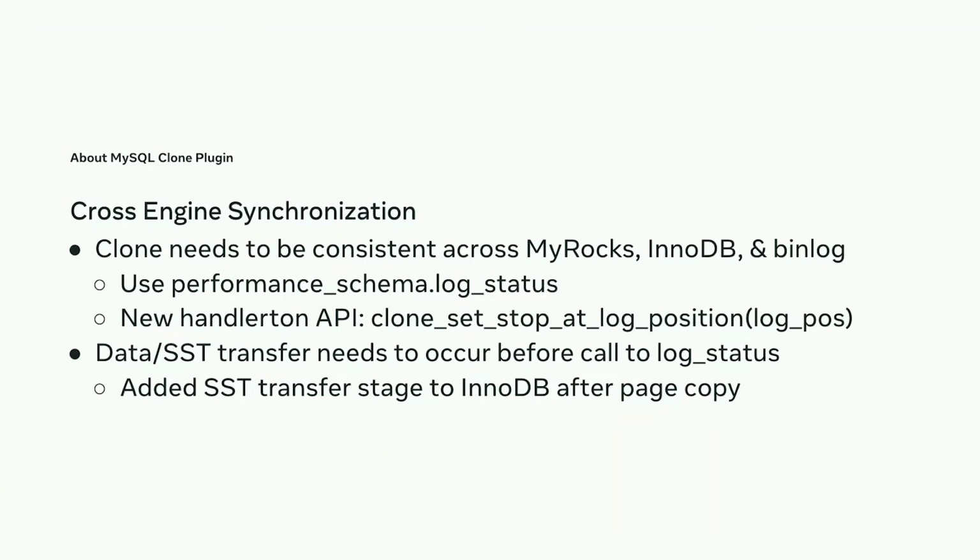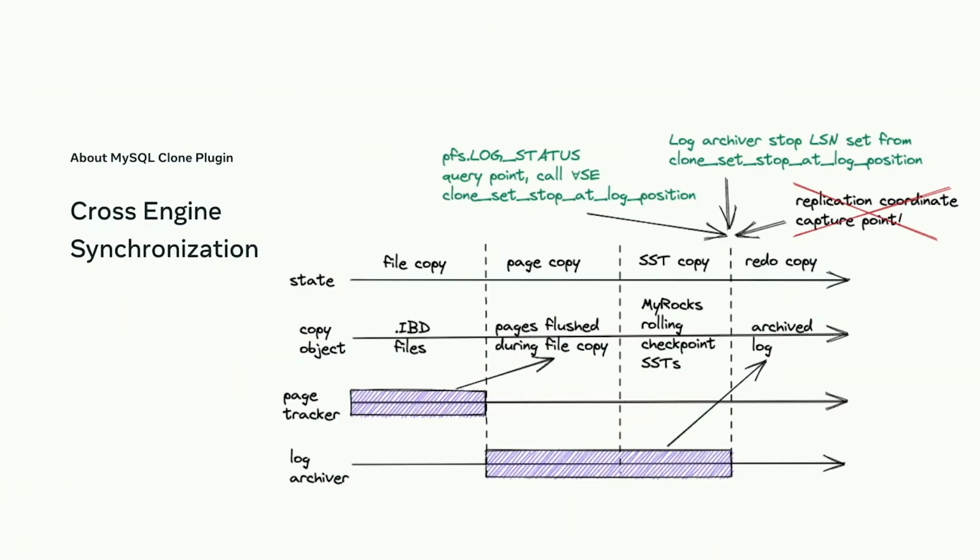So let's see some visual representation of these changes. Now effectively we have four stages. The file copy and the page copy are for InnoDB, the SST copy is for MyRocks, and the redo copy is also for InnoDB. The file copy and page copy remain the same, but after the page copy, there is a callback which goes back to the clone plugin, and then it will call into MyRocks to start the SST copy. Once MyRocks finishes the SST copy, it will return back to InnoDB and finish the redo copy. We can see the synchronization point happens in between the SST copy and the redo copy. Actually, in the code, it will start in between the SST and the redo copy. So we can get the synchronization point by querying the log status table, and we can set the log stop point by calling the clone set stop at log positions function.